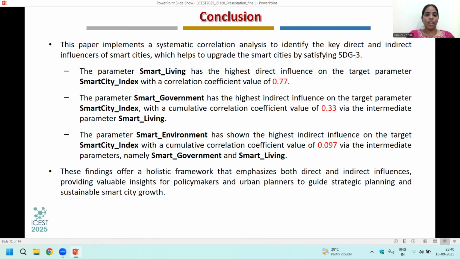And this is the last one. Coming to a conclusion, this paper implements a systematic correlation analysis to identify the key direct and indirect influences of smart cities, which helps to upgrade the smart cities by satisfying SDG number 3.